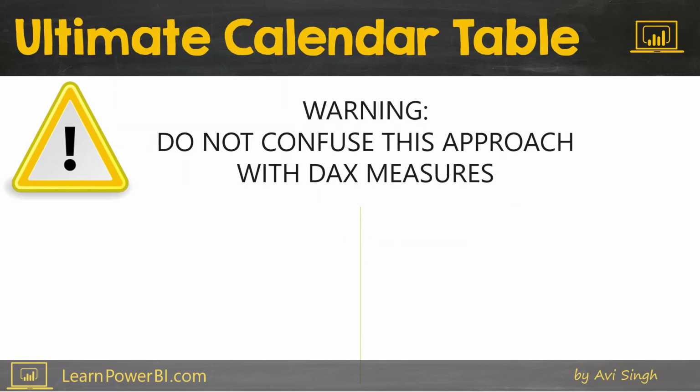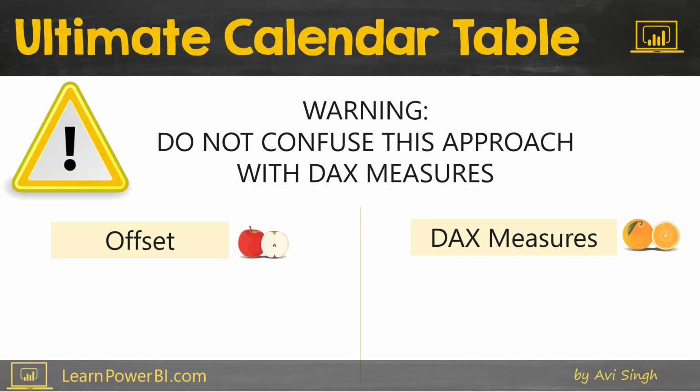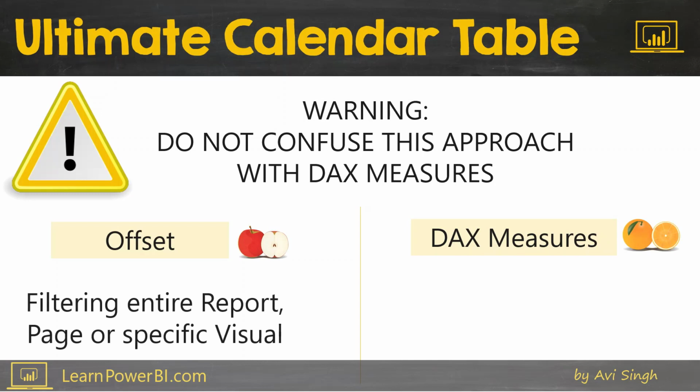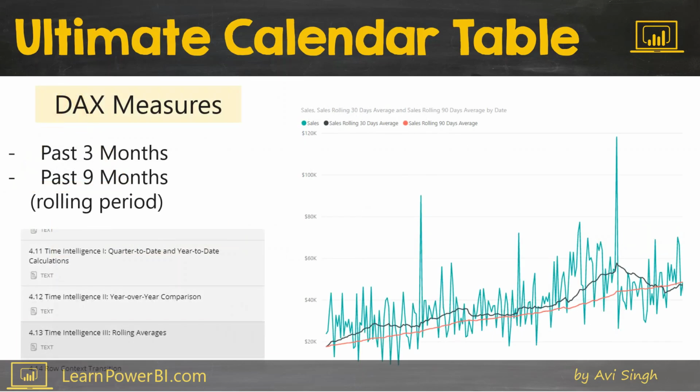At this point though, I have to issue a warning. Now, when you hear show me the past 3 months, past quarter, past 10 weeks, you may have heard the same phrase when writing DAX measures. Do not confuse these two approaches. They are apples and oranges. The offset technique that I just showed you is useful for filtering an entire report, a page, or a specific visual for the time frame that you want. DAX measures, we've seen that before in the time intelligence lesson inside the course, where we use DAX measures to calculate over past 3 months, 9 months, so forth, essentially a rolling period. You can revisit that if you like.